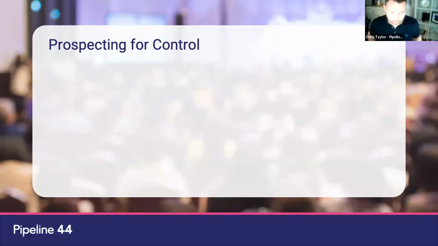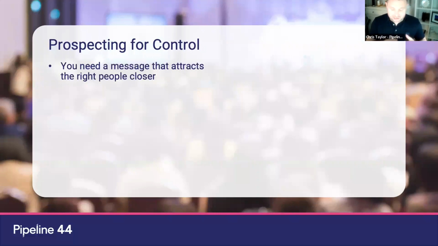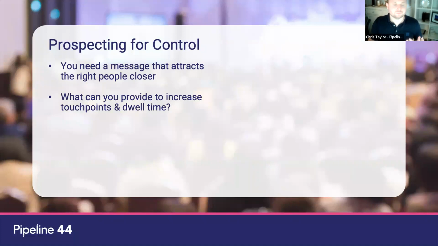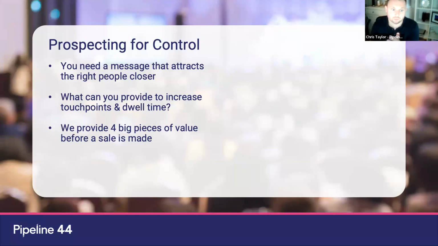So most people, when they prospect, send messages that are trying to initiate conversation that people, unfortunately, just don't want to have on this platform. There are more spam messages than ever before. It's very difficult to get someone's attention. So what you need is simply a message that attracts the right people closer towards you. The question is, what is it that you can provide in a message that is going to increase touch points and dwell time? The two things that equal opportunity when you get them right.